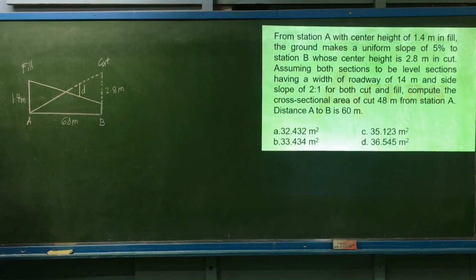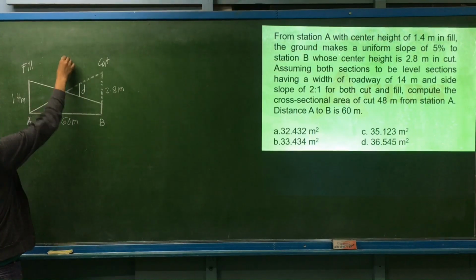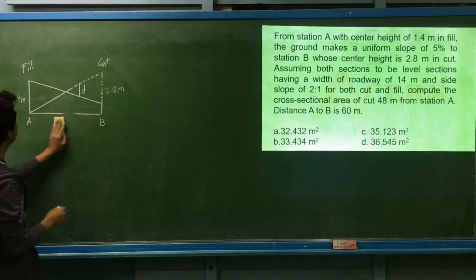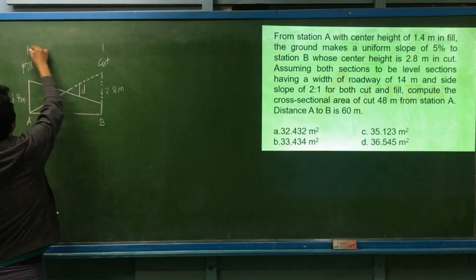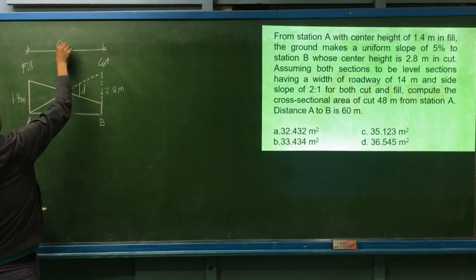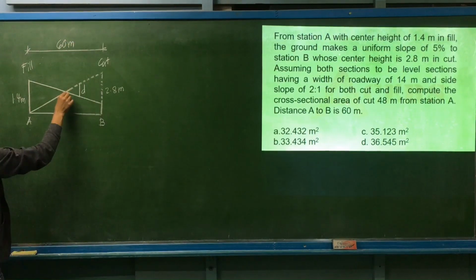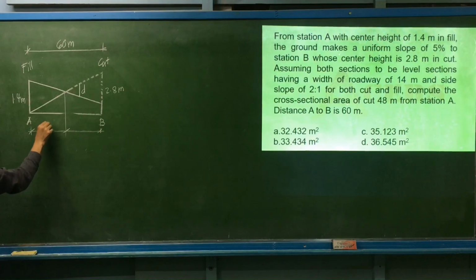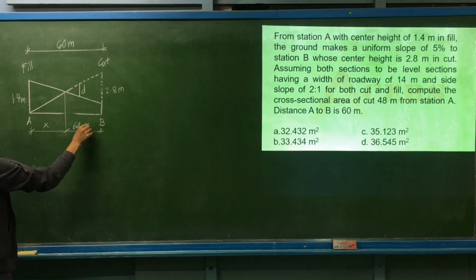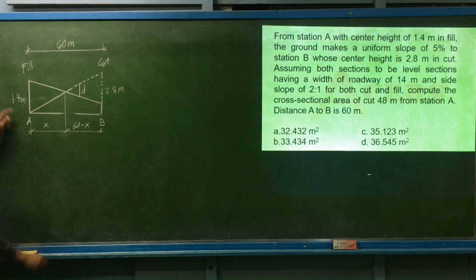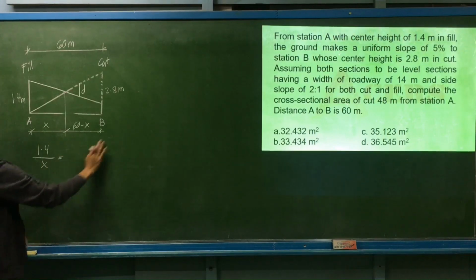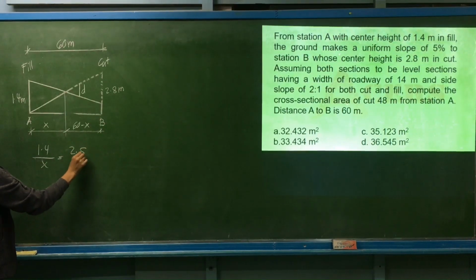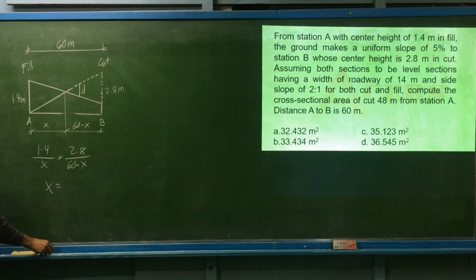Let's say this is D. So, kunin natin yung dimension nito, kung talagang nasa cut ba talaga siya. I say this is 60 meters. Kunin natin yung dimension na to. Let's say this is X. So, this is 60 minus X. So, ratio and proportion of similar triangles. So, this is 1.4 is to X is equal to, sa kabila, there is 2.8 divided by 60 minus X. So, kunin natin yung X dimension.